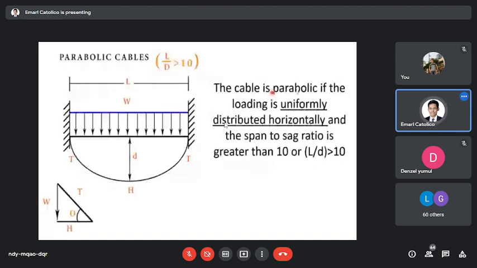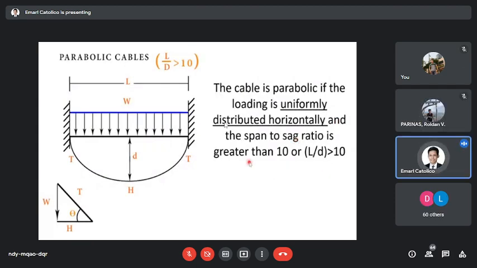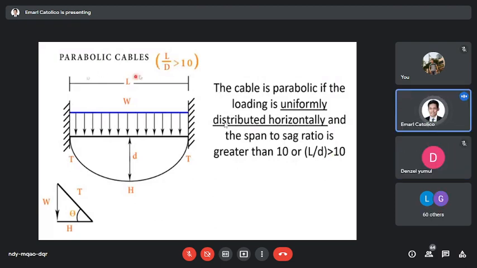So, by definition, parabolic cable is, the cable is parabolic if the loading is uniformly distributed horizontally and the span to sag ratio is greater than 10, or L over T is greater than 10. Yung span, ito yung capital letter L. Okay? Span is represented by L. Ito yung layo ng dalawang poste. Diba? Or dalawang support. Kasi hindi lang naman sa kable ng kuryente ito ina-apply. Pwede rin ito sa tulay or marami siyang applications. Okay? So, span is represented by capital letter L. Yan yung distance ng dalawang poste or dalawang support.